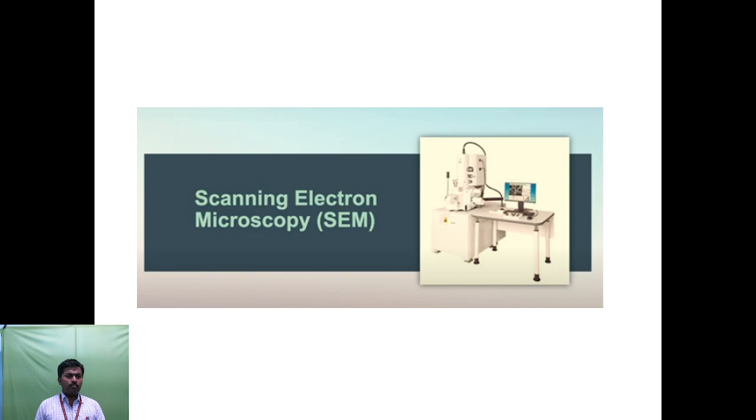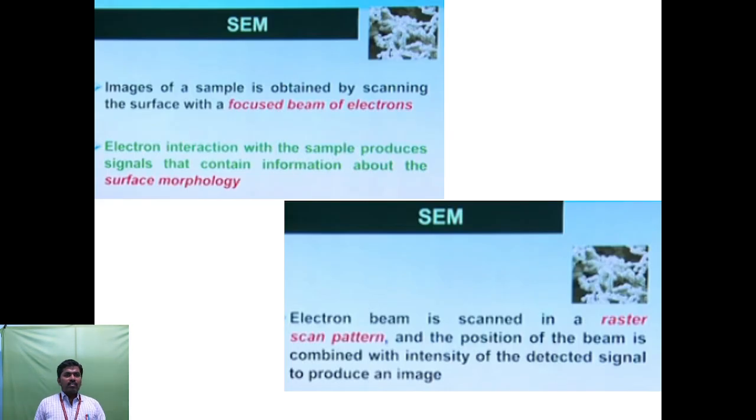Now let us study a few of the characterization techniques. One is SEM, scanning electron microscopy. In scanning electron microscopy, the image of the sample is obtained by scanning the surface with a focused beam of electrons. The electron interaction with the sample produces a signal that contains information about the surface morphology. In SEM, the electron beam is scanned in a raster scan pattern, and the position of the beam is combined with the intensity of the detected signal to produce an image.